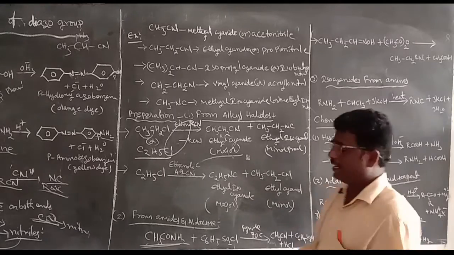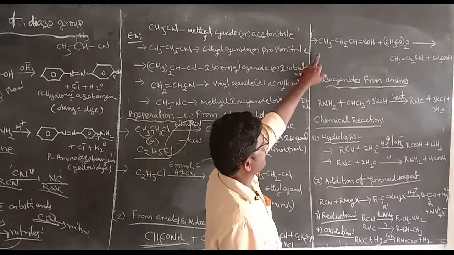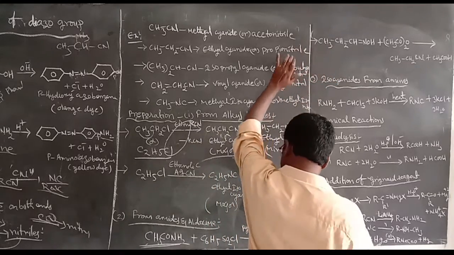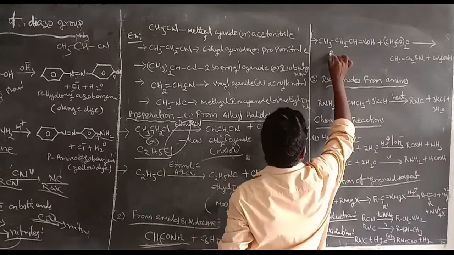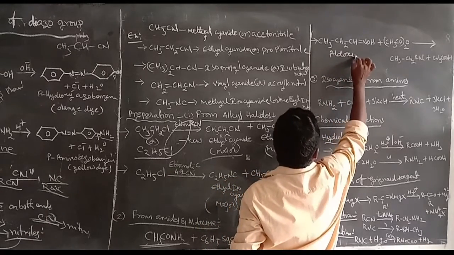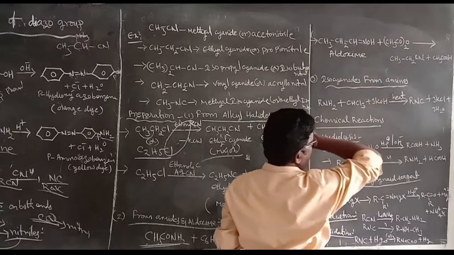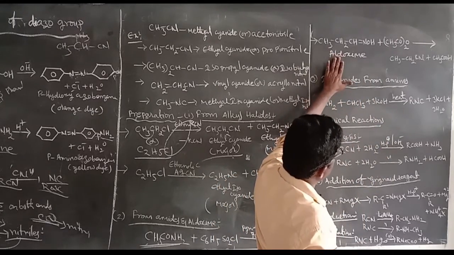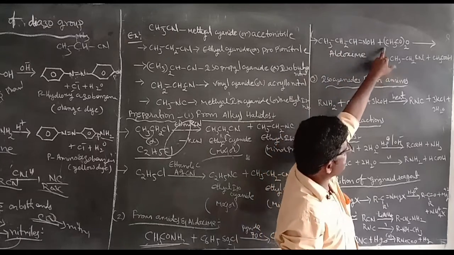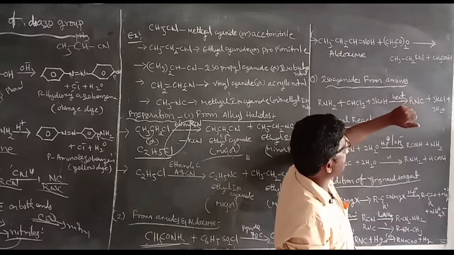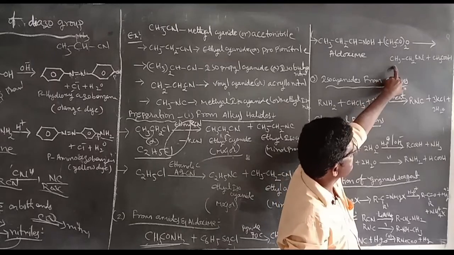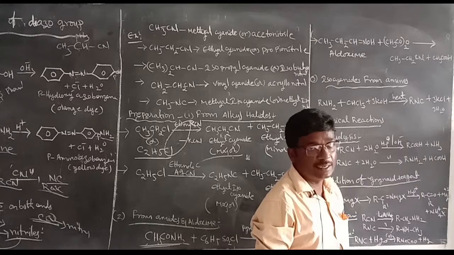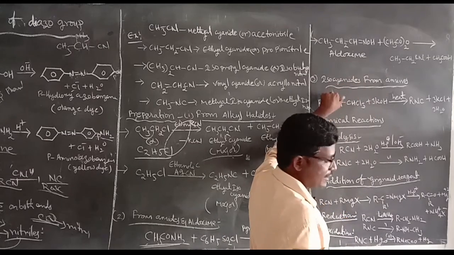The second one is the preparation from aldoximes. Aldoxime is CH=NOH, also known as an aldoxime. Here is the reaction: aldoximes treated with acetic anhydride form alkyl cyanides and acetic acid.